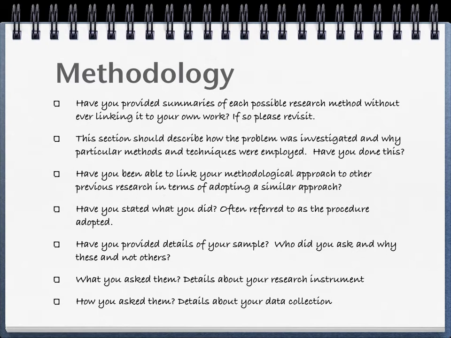So there's no need for you to go through each and every single possibility that's available in terms of a methodological approach. Really what you should be putting in here is what you did and those other alternatives that you considered and why you decided to go with the one that you did, why it was appropriate for your research question. This section should really describe, therefore, how the problem was investigated and why the particular methods and techniques you used were employed. Make sure that you do this.